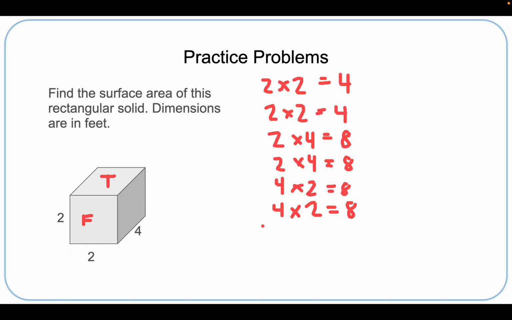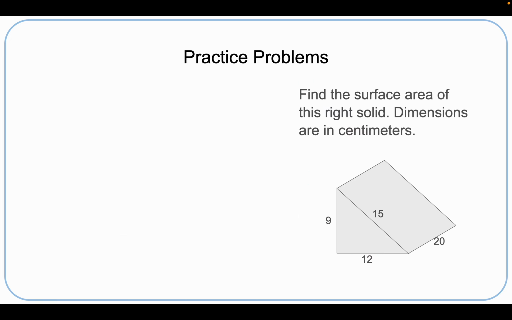All right, and then if we add all these together, we have 6 sides here. So if we add all these together, we have 8 times 4 is 32 plus another 8. So that's a total of 40. And the dimensions are in feet. So that would be feet squared, or square feet, for total surface area.